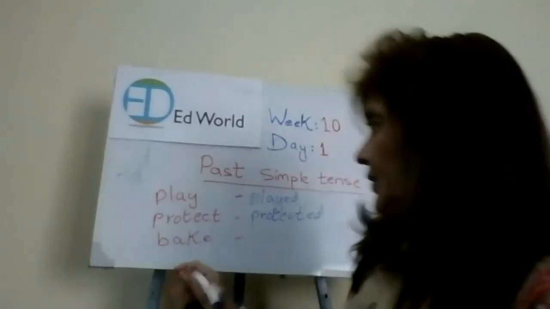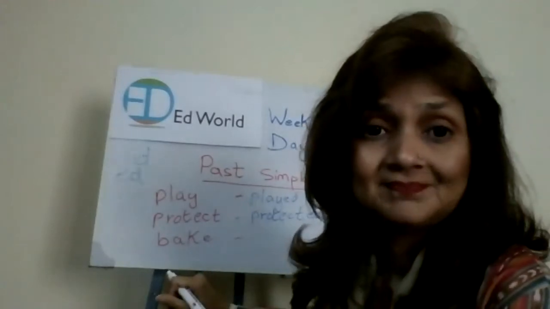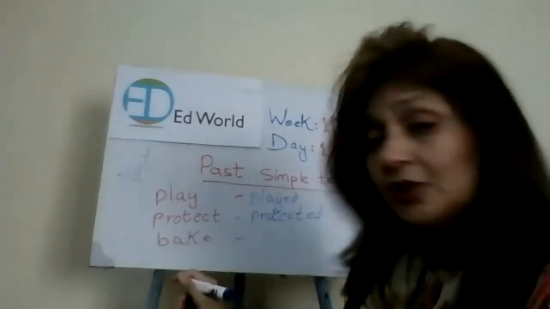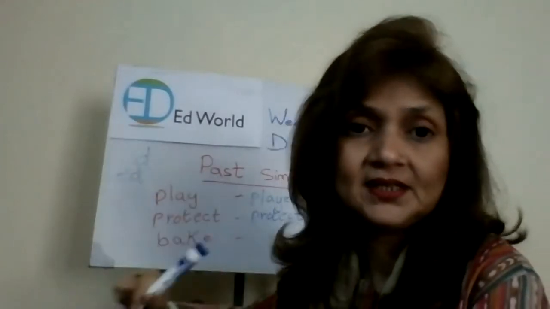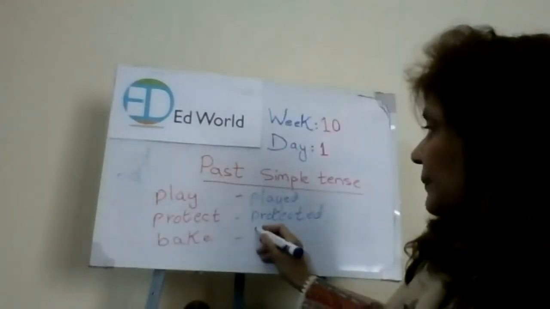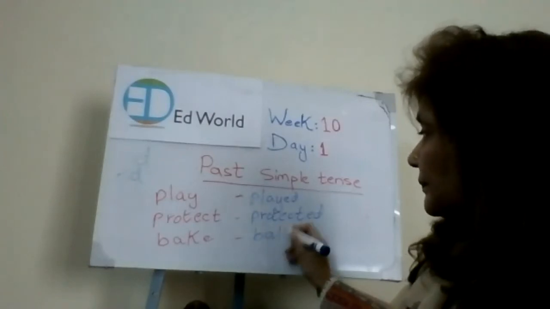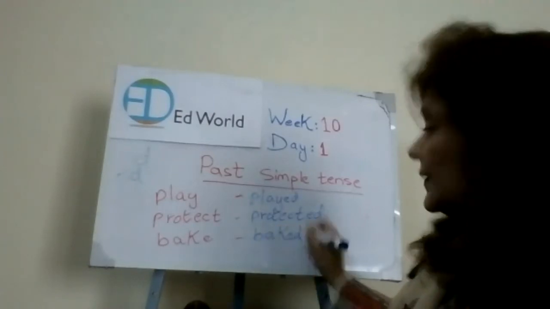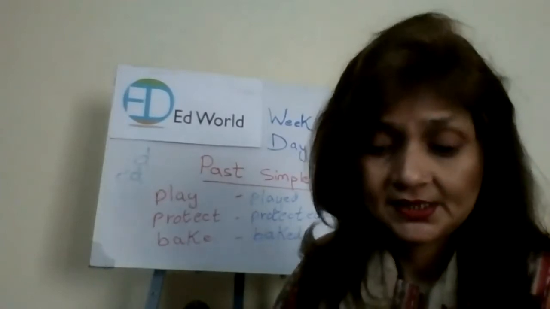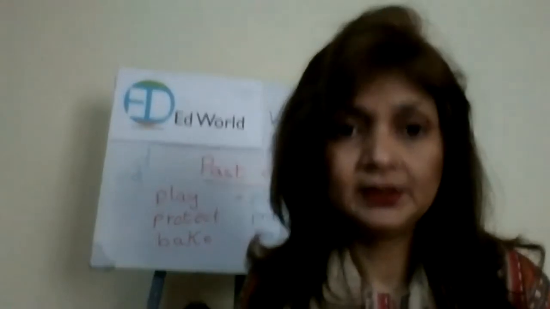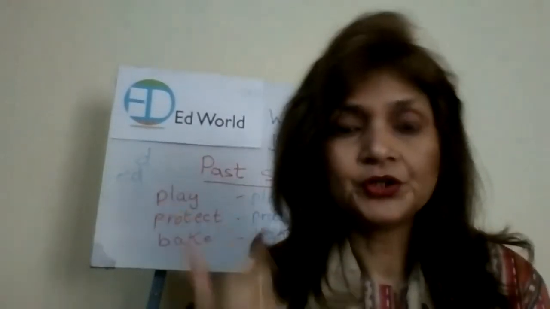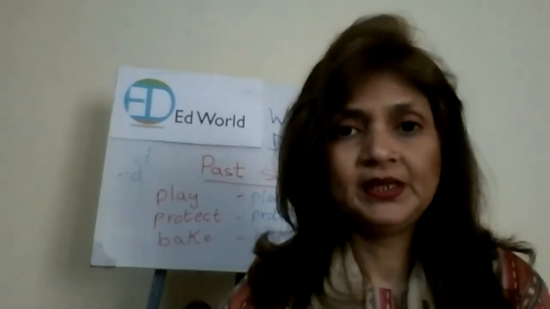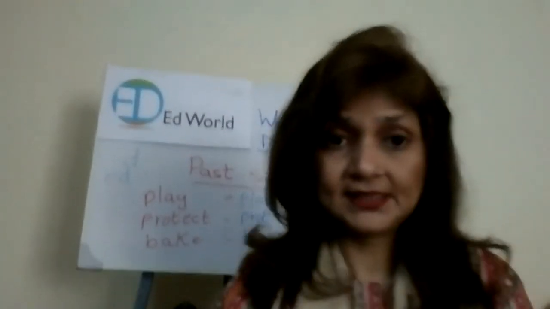Protected. Right? And what about bake? It ends with E. So what are you going to put here? You will just add a D to make it past tense. Like bake will become baked. So this is the very important rule that you should remember about how to make past tense. You will add D or you will add ED to make the verbs in the past tense form.